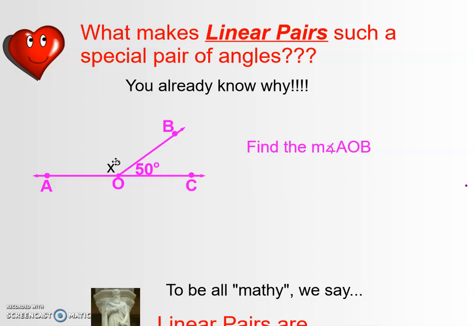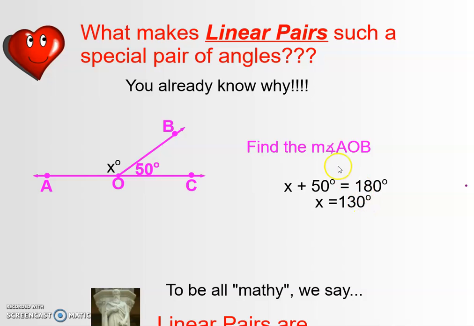Well, you know from angle addition that the sum of the parts equals the whole. And you can see here that x is this obtuse angle, what looks to be obtuse, and 50 is this acute angle. But you also know the measure of angle AOC. It's a straight line, and straight angles always add up to be 180 degrees. So in this case, you could say x plus 50 is 180, which makes x 130.